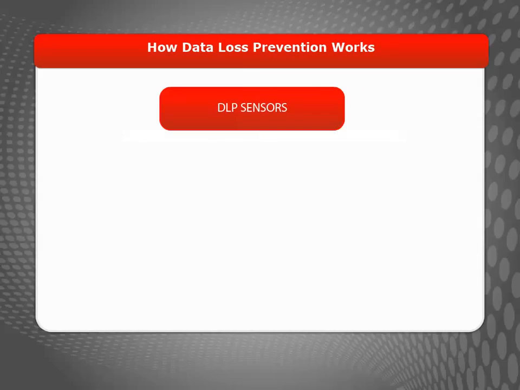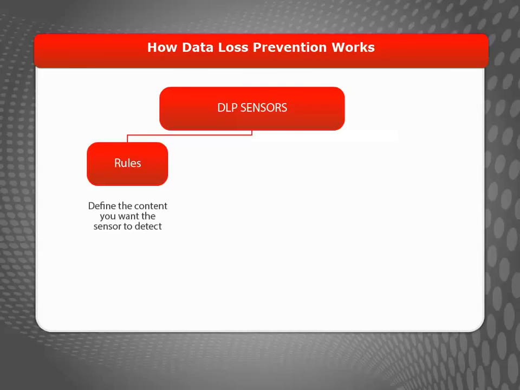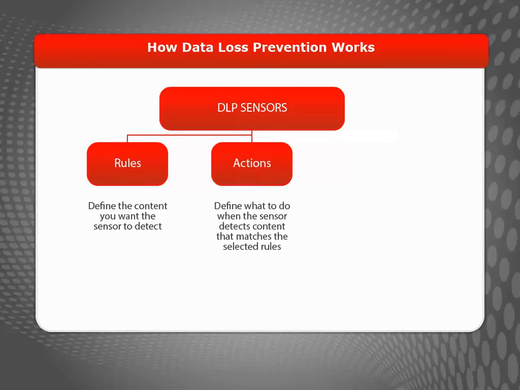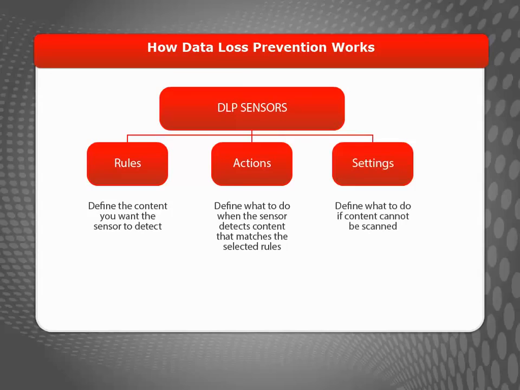With DLP, you configure sensors to define the content you want to detect and what action you want DLP to take if the content is found. Each DLP sensor includes rules to define the types of data to match and actions that specify what to do when the sensor detects matching content. You can also control how DLP will handle content that can't be scanned, such as password-protected email attachments.